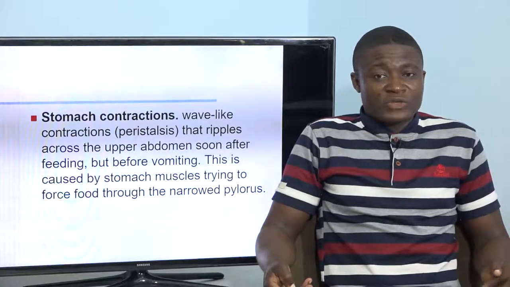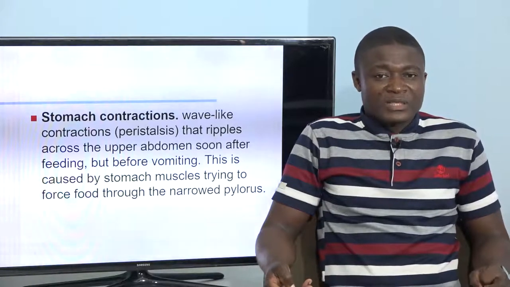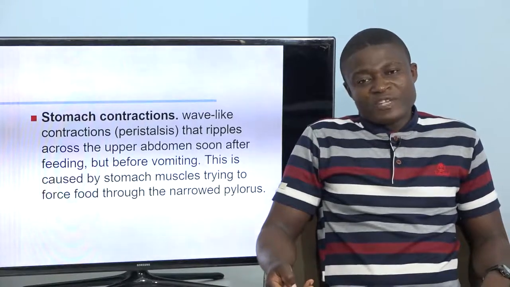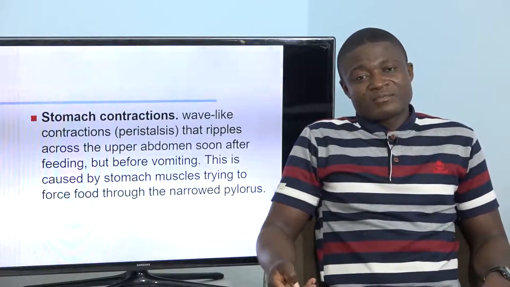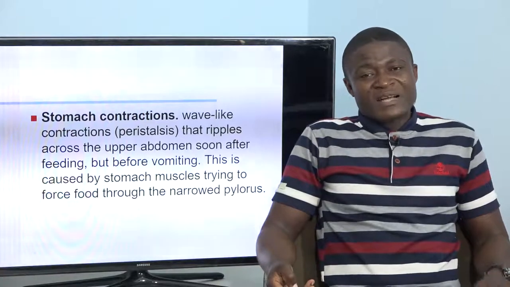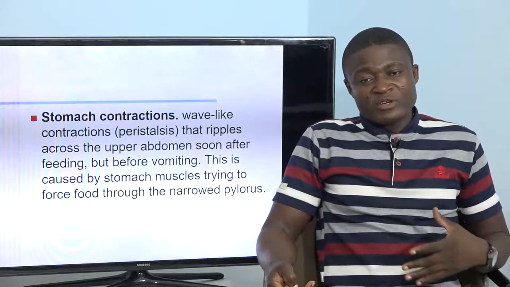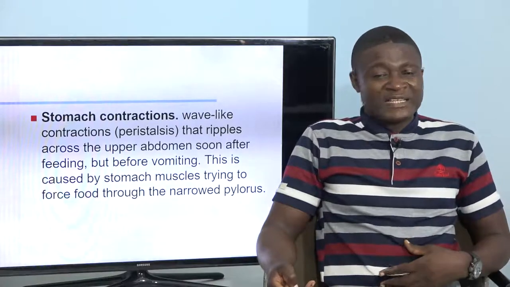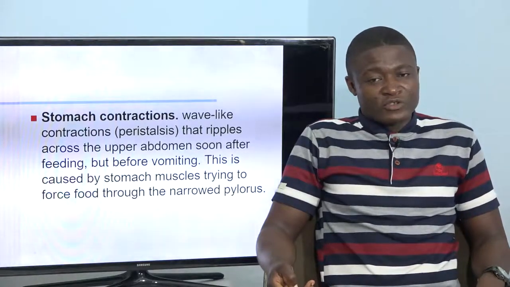Then there is stomach contractions. There is a wave-like contractions that ripples across the upper abdomen soon after feeding, but before vomiting. Now, this is caused by stomach muscles trying to force food through the narrowed pylorus. So as the food enters into the stomach, and the stomach is trying to propel the food into the intestines, but unfortunately, the pylorus is narrowed. So the stomach keeps pushing, wave-like, it pushes and it comes back and gathers momentum and pushes. So as you observe the abdominal cavity of the baby, you will see that there is this wave-like movement at the epigastric level, indicating that the stomach is doing everything possible to push the food across the narrow part of the pylorus into the intestines.